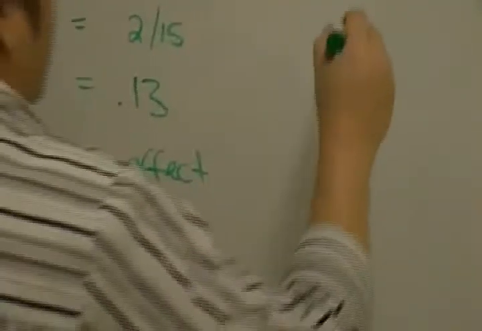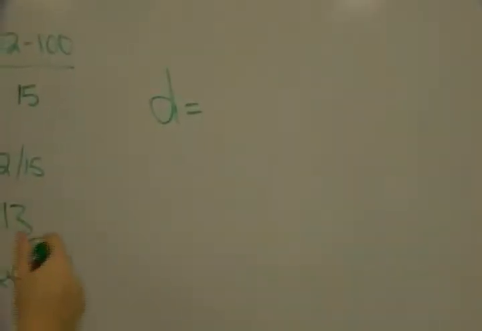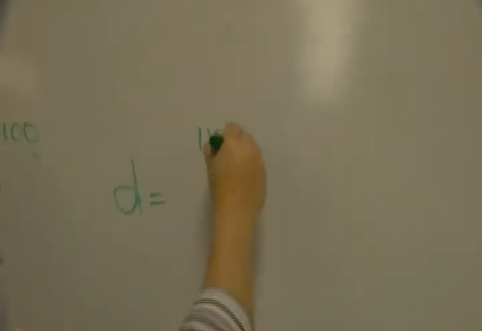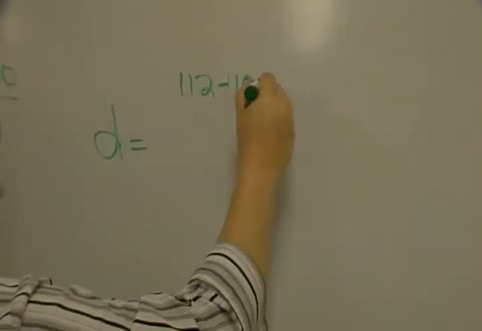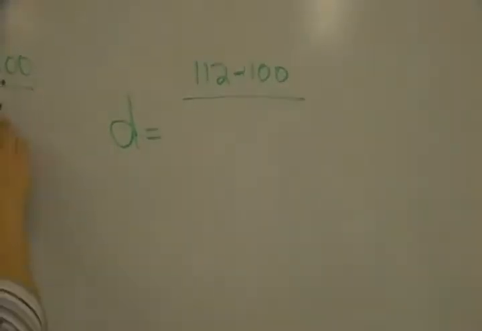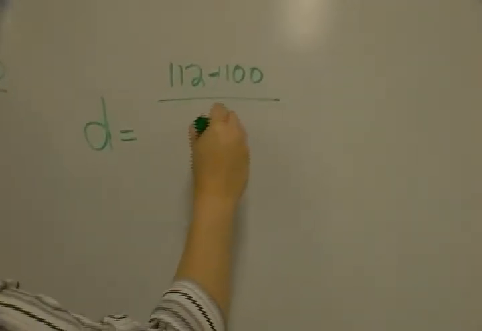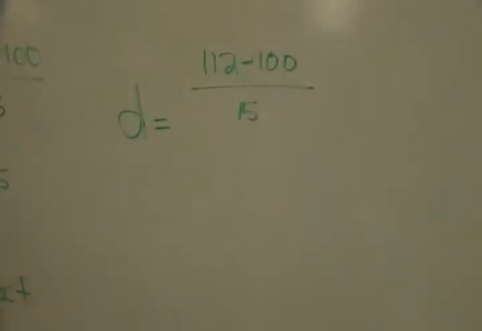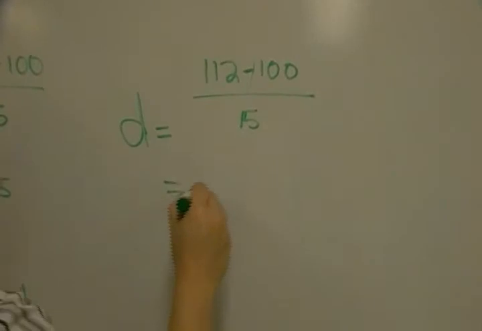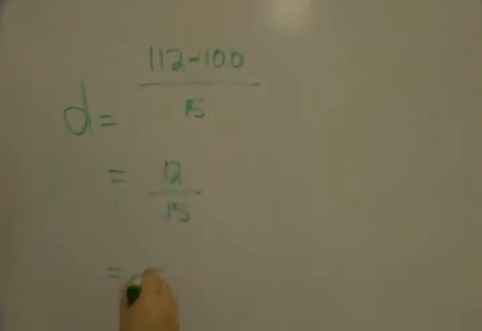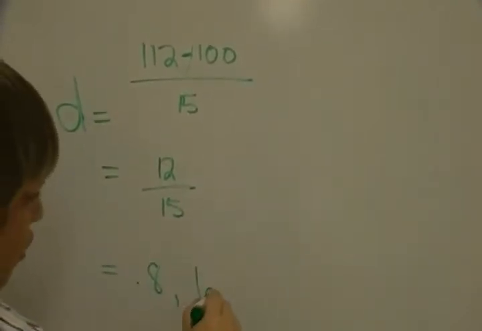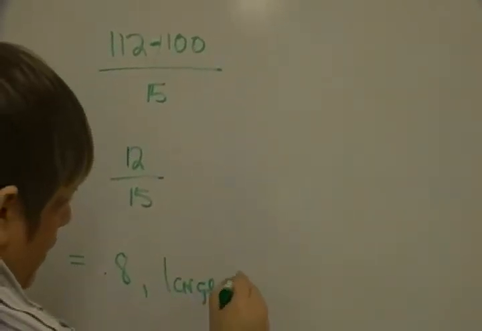Now let's look at the data in our original problem. The d for that would be the 112 divided by 100, or I'm sorry, minus 100, divided by 15. Just the standard deviation for the population, okay? Sigma. And so that is going to give us 12 divided by 15, which is 0.8. And yes, we have a large effect, okay?